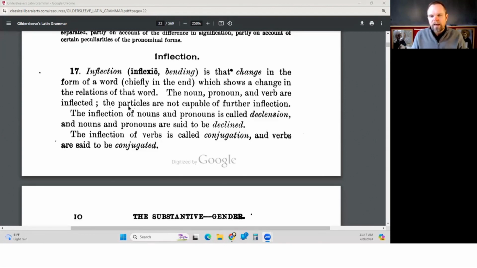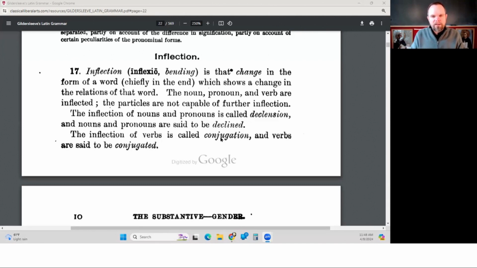So in order to understand how to read or how to use Latin nouns, pronouns, and verbs, we have to learn all of their forms. And that's what we studied in grammar. The inflection of nouns and pronouns is called declension. The inflection of verbs is called conjugation. So declension and conjugation are two different kinds of inflection. So you've got inflection, and then that divides into declension and conjugation. Declension refers to the inflection of nouns and pronouns. Conjugation refers to the inflection of verbs.